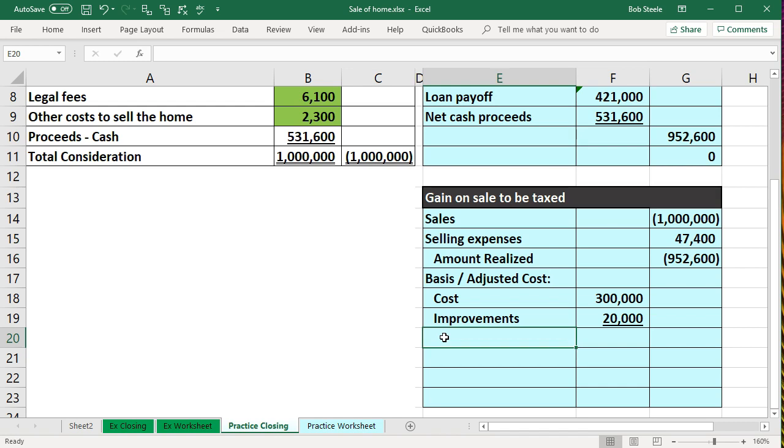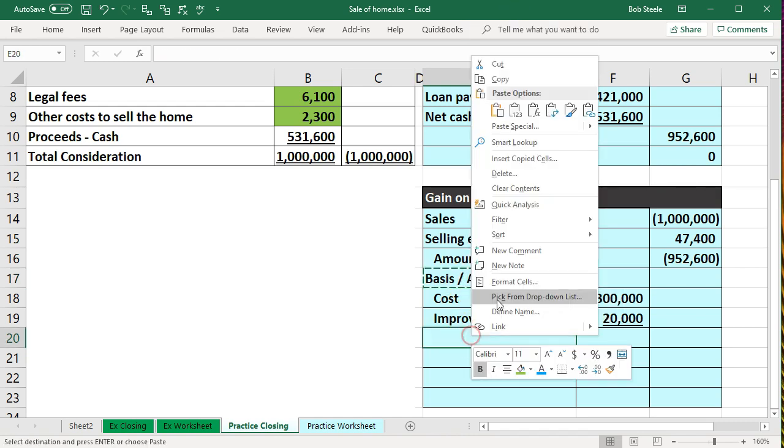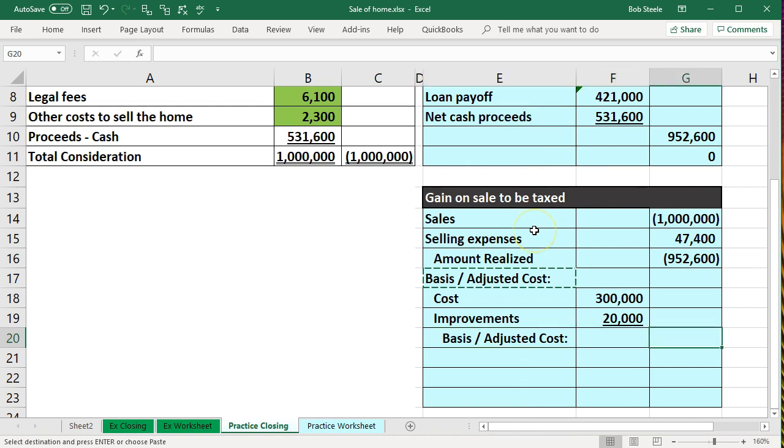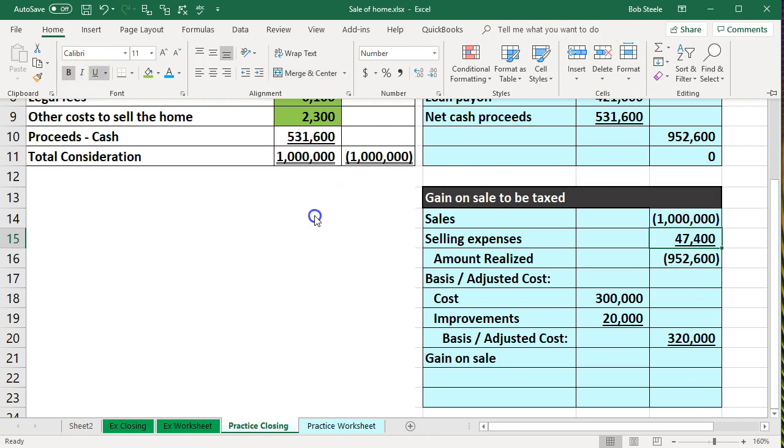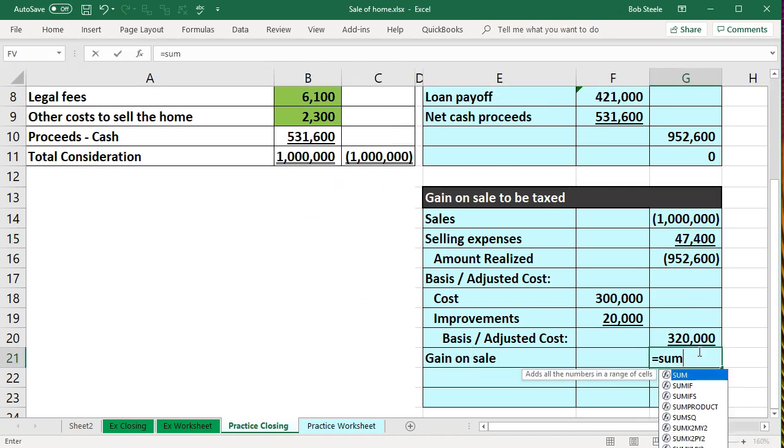So if we were then to take this, then we're going to have the basis that we have left over. So if I copy this, we're going to say the basis then will be equal to the sum of these items, and that's going to be the 320,000, and then that's going to give us the gain on sale. So we'll have the gain on sale then, which is going to be the amount realized minus the basis here. So I'm going to underline this. It's going to be equal to the sum. This is a subtraction problem. The 952.6 minus the 320 will give us our gain.